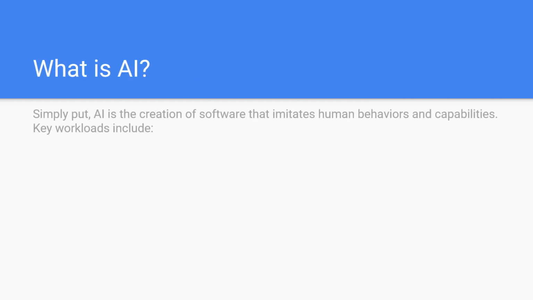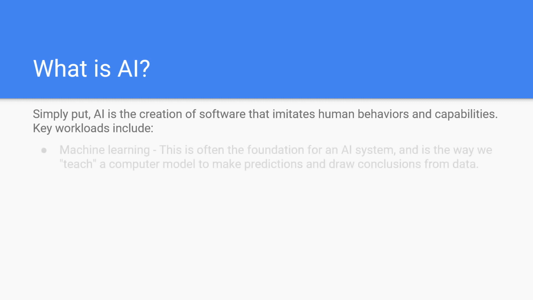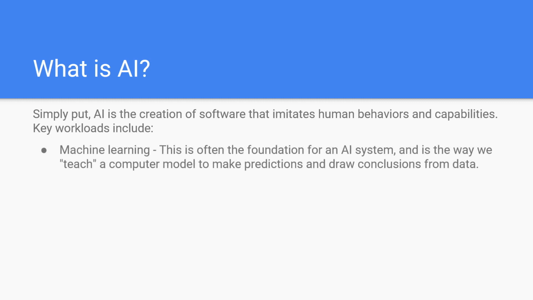Now, what is AI or artificial intelligence? So simply put, AI is the creation of a software that imitates human behaviors and capabilities. Key workloads include machine learning. This is often the foundation for an AI system. This is the way we teach a computer model to make predictions and draw conclusions from data.